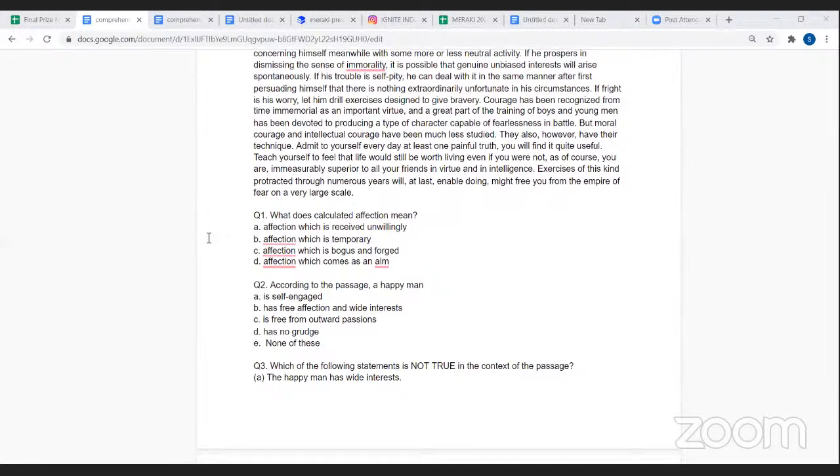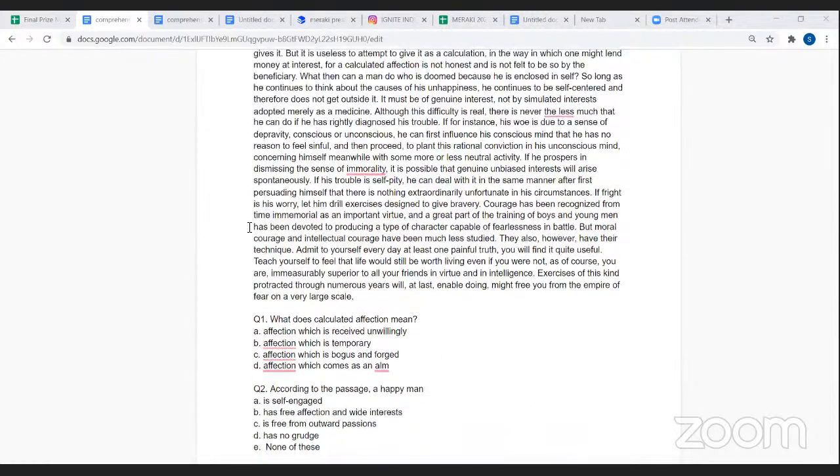Then we have, according to the passage, a happy man. Option B. Has free affection and wide interests. Yeah, that is the correct option.